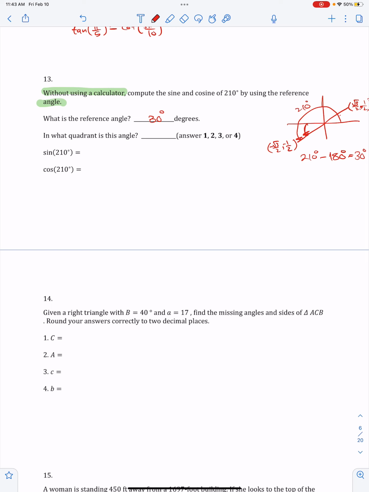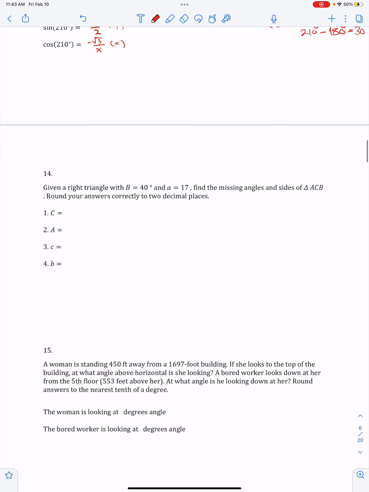What is the quadrant of this angle? It is the third quadrant. So sine 210 is equal to negative 1/2, and cosine 210 is equal to negative square root of 3 over 2. So this is basically the y, and this is the x. We know that sine is the y and cosine is the x.